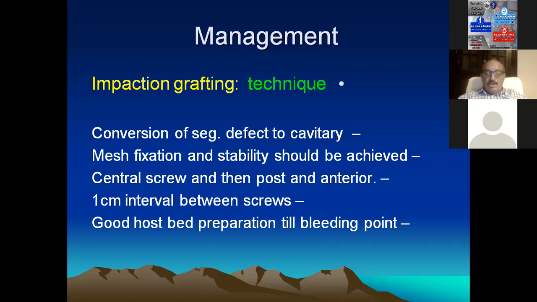So you can use a mesh, and this mesh is helpful to contain the defect. And then there are a lot of techniques. This mesh needs to be inserted in a systematic manner, and usually it is not easy to use. There is one trick that helps in the success of this technique: avoid any cement touching the mesh, because any cement touching the mesh will unload the graft and it will cause failure.